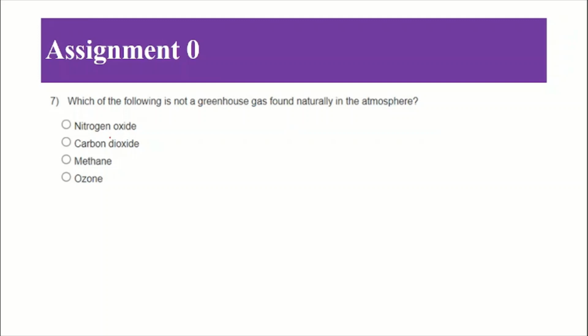Next question is, which of the following is not a greenhouse gas found naturally in the atmosphere? So can anybody tell me the answer for this? Carbon dioxide? Ozone? No, this is methane. Ozone. All right. Why do you think ozone is naturally found in the atmosphere? Carbon dioxide it is. Carbon dioxide is found naturally.